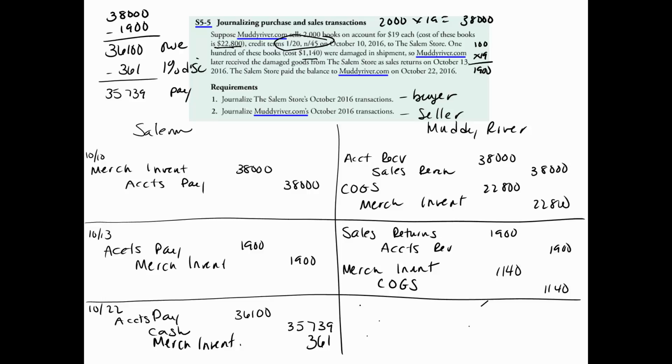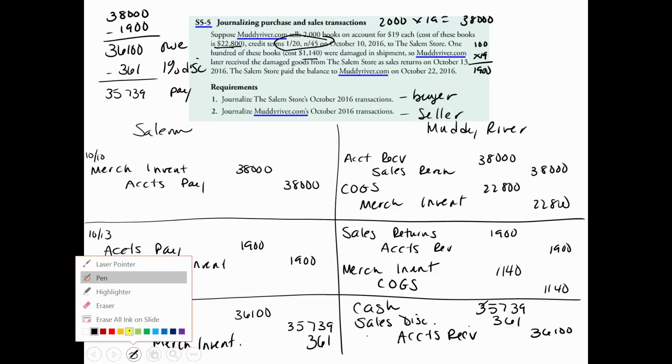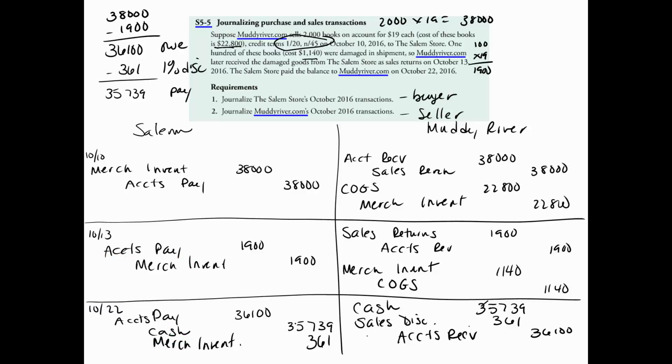From the seller side, they're receiving cash, right? How much cash did they receive? They received $35,739. They will have to debit sales discounts for the $361, and then they will credit accounts receivable for the whole balance, which is the $36,100. And so you can see here that the cash that Salem paid is the same as the cash that Muddy River received, and the net cost of the purchase should equal the net sale over here on the other side.